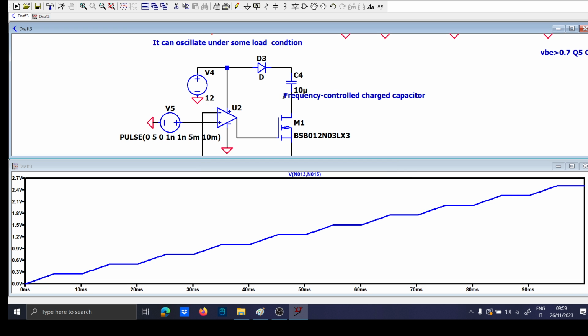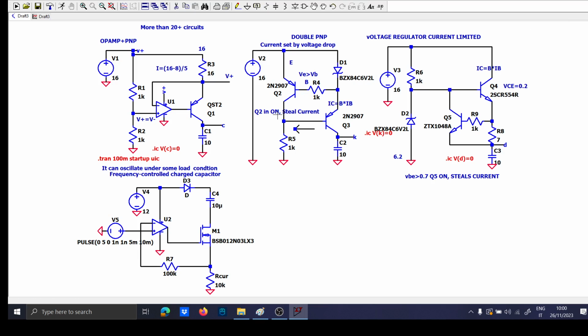As I said before, there are a lot of circuits, so I could go on for 4 hours talking about this circuit here. There are more than 20 circuits, and honestly, this is just a few of them.